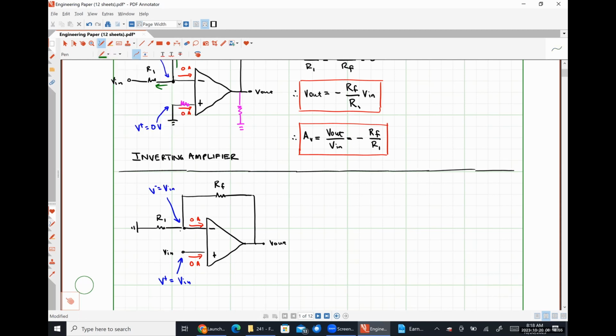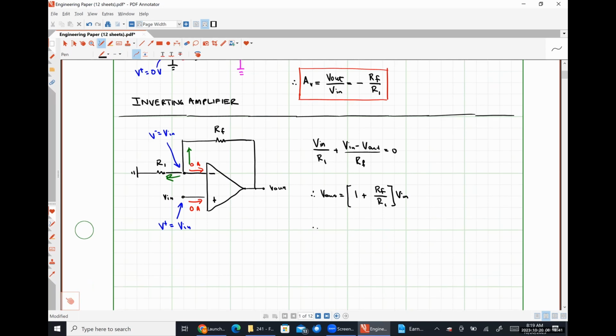Applying Kirchhoff's current law at our inverting input node gives us the relationship Vn divided by R1 plus (Vn minus Vout) divided by Rf is equal to 0. And doing a small amount of algebra gives us the relationship Vout is equal to (1 plus Rf over R1) times Vn.